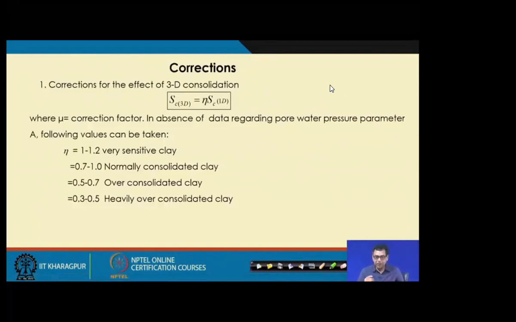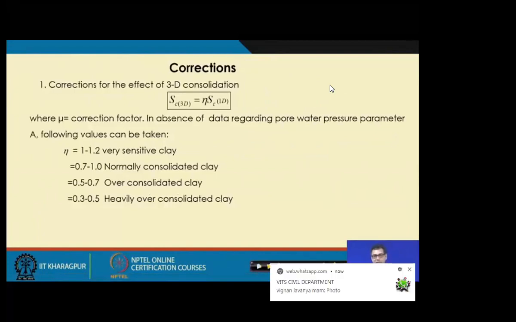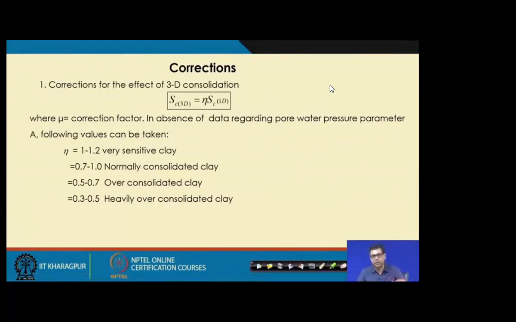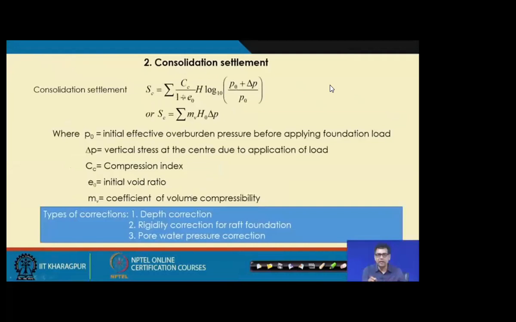Now, we are talking about the corrections. You know that these equations are developed for the surface footing, but we are placing the footing at some depth, so we apply the depth correction. But why do you have to go for the pore water pressure correction? Because it is required for all these equations that I am talking about, this Terzaghi 1D consolidation equation.